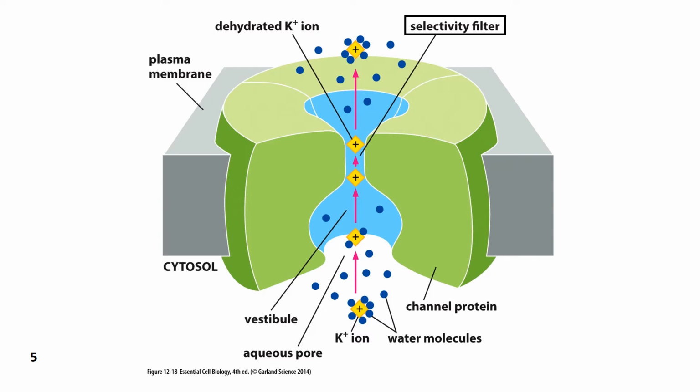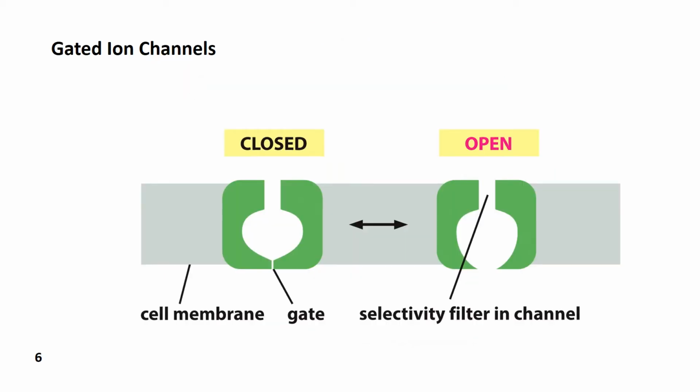Of course, anything positively charged that's smaller than potassium could also move through this selectivity filter, but not something larger nor something negatively charged. I also want to point out that while there is a pore through the membrane, that pore created by an ion channel is not consistently open. It's possible to close a channel, and in this way, ion channels are considered gated.